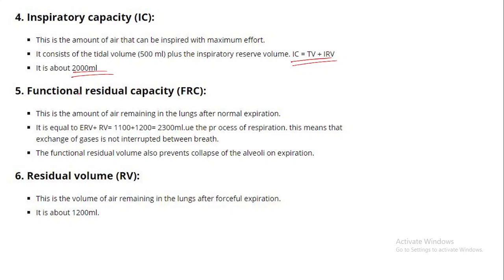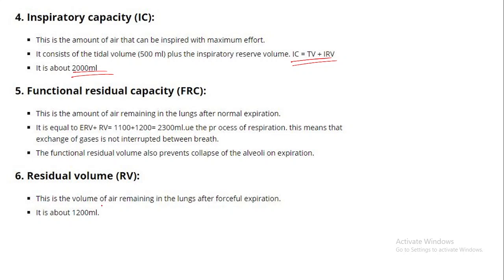Functional residual capacity is the amount of air remaining in the lungs after normal expiration. Remember, the lungs, the alveoli are never without any air in them. There is going to be some air, and that is functional residual capacity which is left behind. The functional residual capacity also prevents collapse of alveoli on expiration. So that is what happens. Some amount of air will definitely be there, where exchange of gas is taking place with this much amount of air in the alveoli.